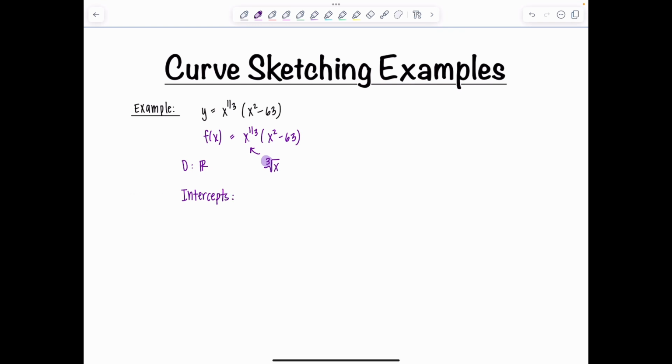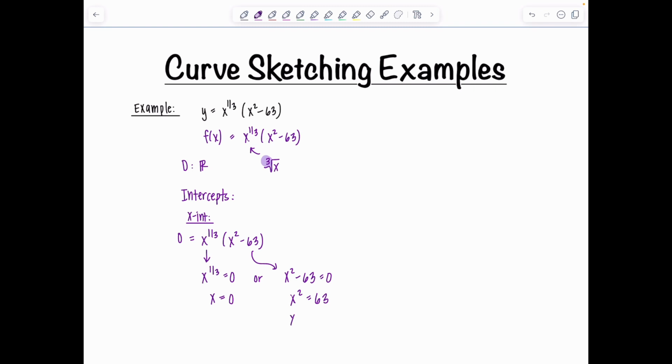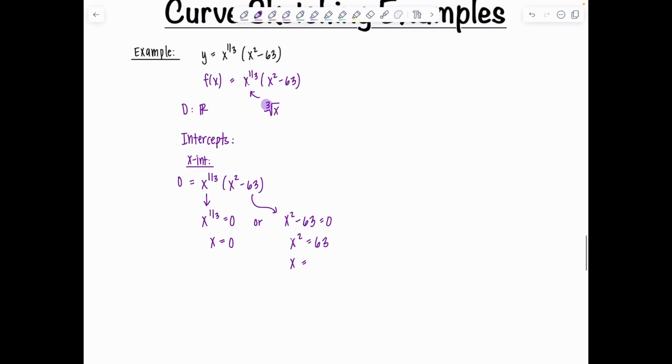Okay, next thing we need to do is find intercepts. Lucky for us, this thing's factored already. So for x-intercepts, I set f of x equal to 0. So I would get 0 equals x to the 1/3 times x squared minus 63. Just use the zero product property. This tells me x to the 1/3 is 0, or x squared minus 63 is 0. So the first one just gives me x is 0, or x squared is 63. Taking the square root of both sides, I get x is plus or minus rad 63, which is 3 rad 7.